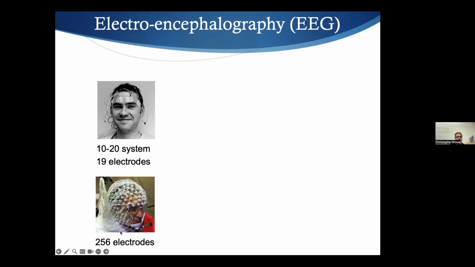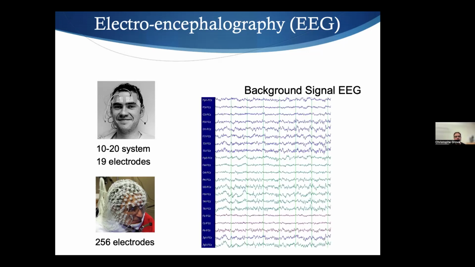This is an example, a bit old now, they have better systems now, of high density. This is with 256 electrodes. At PERFORM, we have a similar system that is actually MRI compatible. And this is an example of a background EEG where you see all your EEG lines. And here you see the time resolution. You have basically 1 second between 2 vertical bars.